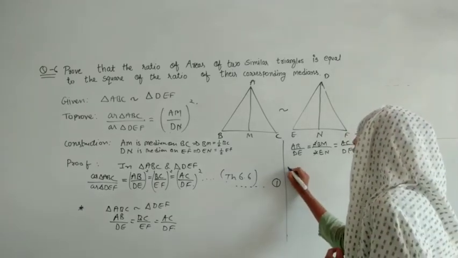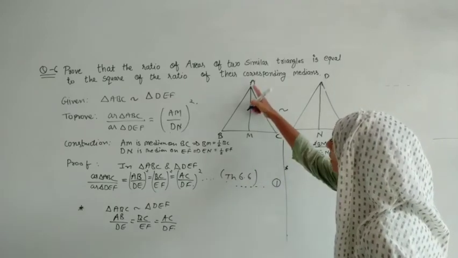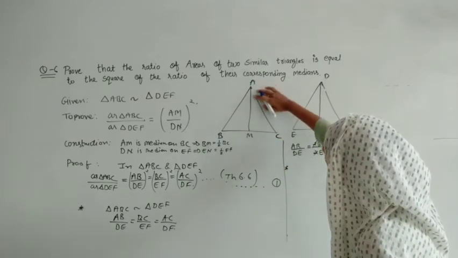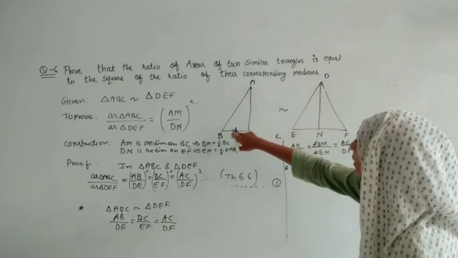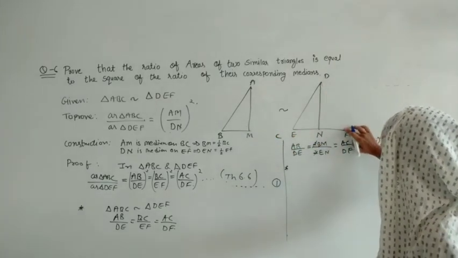Now here we will talk about the two small triangles. One triangle is ABM. Here we have to forget this part. We are talking about this triangle, as well as we will forget this part.